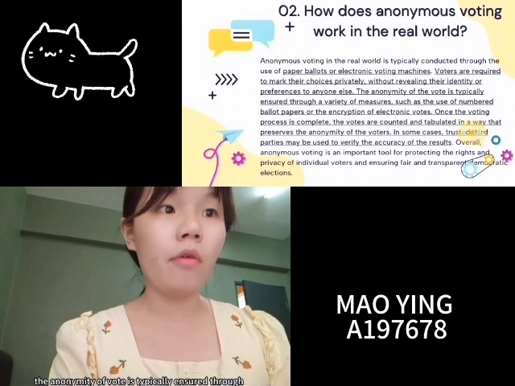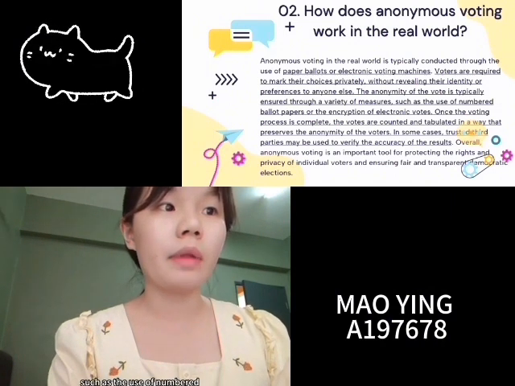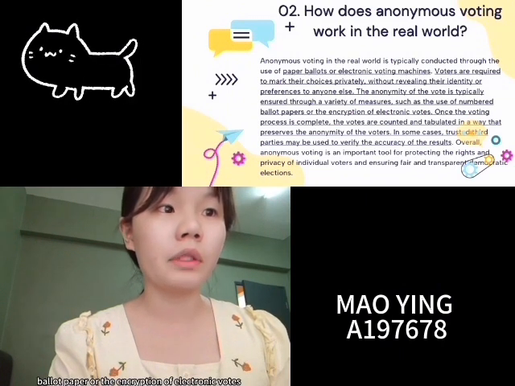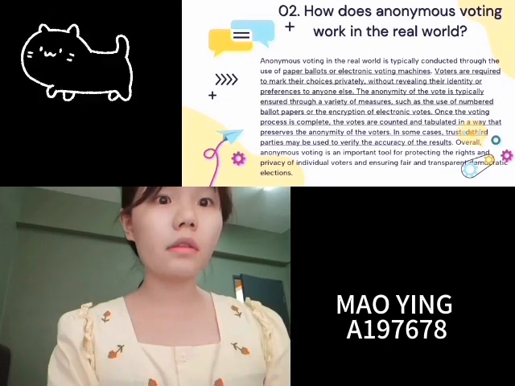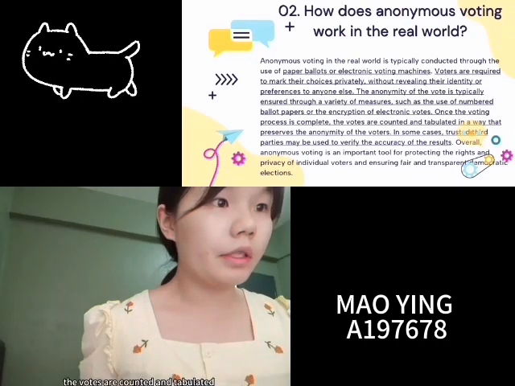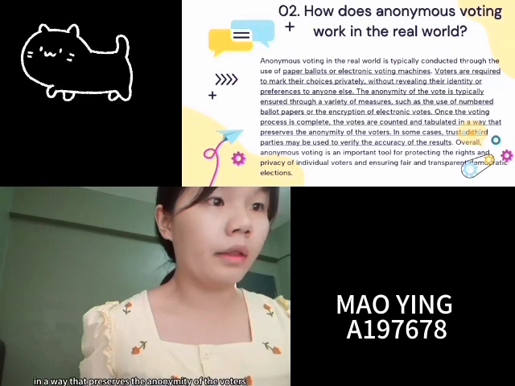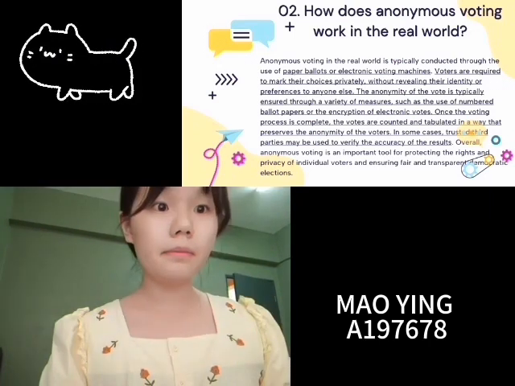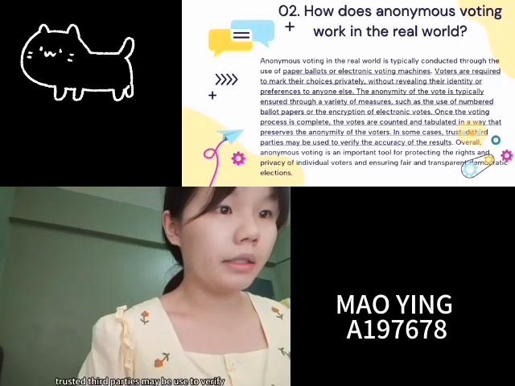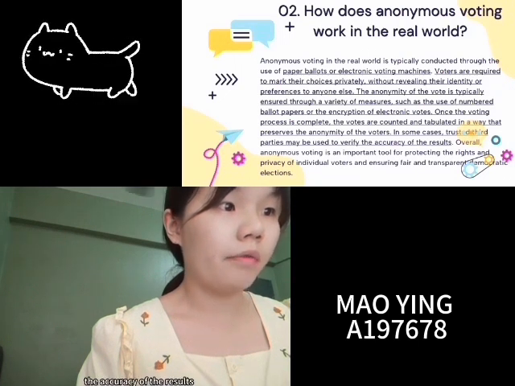The anonymity of voters is typically ensured through various measures, such as the use of numbered ballot papers or electronic voting. Once the voting process is complete, the votes are counted and tracked in a way that preserves the anonymity of the voters. In some cases, audits may be used to verify the accuracy of the results.